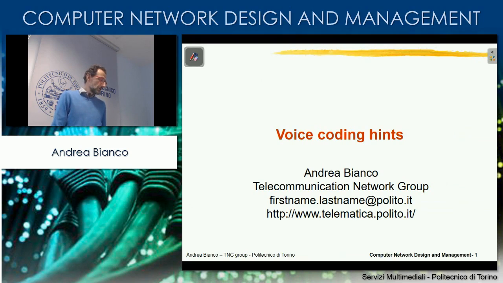And I will start with voice coding. It's not really important whether we start from voice, audio, or video. It doesn't make a big difference, so we will start with voice coding first.